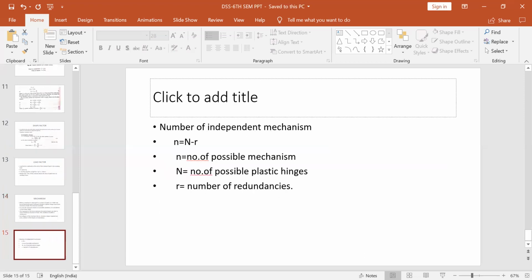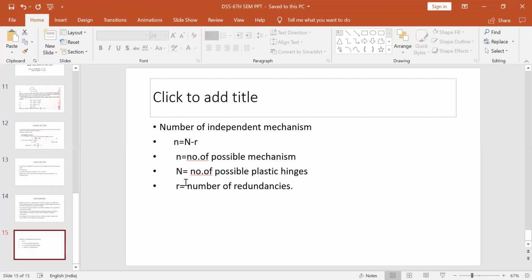Now the number of independent mechanisms is given by small n equal to capital N minus R. What is small n? The number of possible mechanisms. What is capital N? The number of possible plastic hinges. And what is R? The number of redundancies. So you have to see this equation.